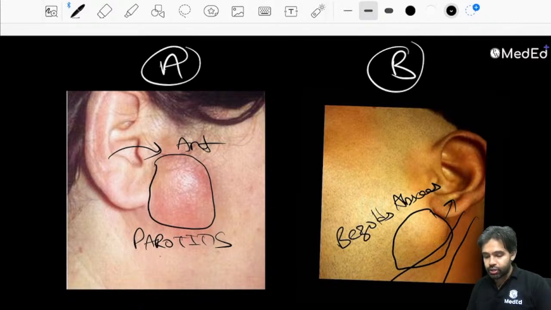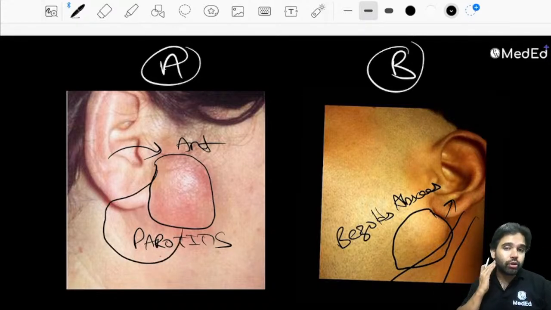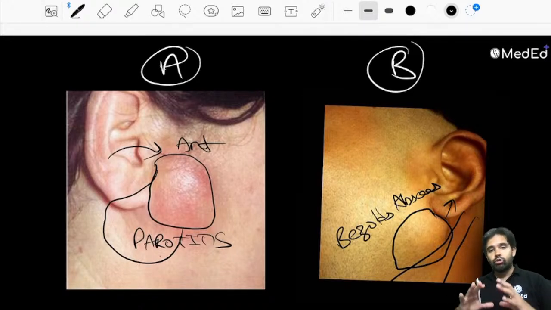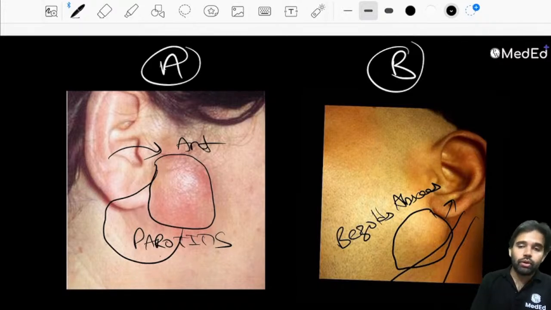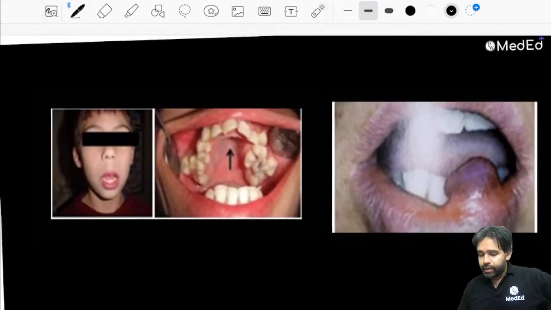Whereas in parotitis, initially most of the swelling will be anterior. Of course, in later stages, it will also lift up the pinna as it spreads, but it goes from anterior to posterior. Whereas this one is more posterior, it will never come anterior because anterior the parotid gland is there. So that's why you need to be able to differentiate between these two. The image is actually a question asked in your NEET PG with the answer being Bezold's abscess. This is a very, very common question that is asked.